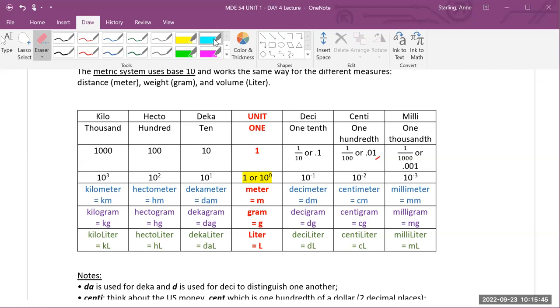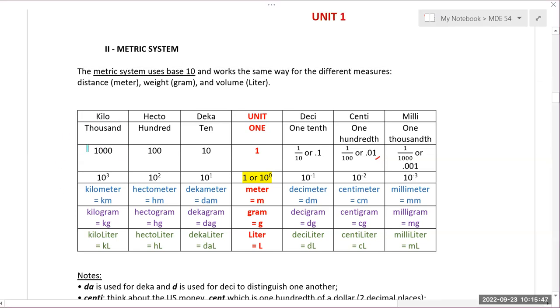So your kilo is 1,000, 1, 2, 3 zeros. That's 10 to the third. Hecto is your 100. That's 1, 2 zeros, 10 to the second. Deca is your 10. So that's 1 0, 10 to the 1. These are going to be larger units. They hold more. Whereas these are going to be deci, centi, milli. They hold less, so it takes more of them.